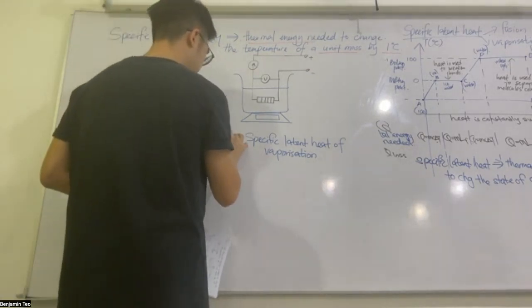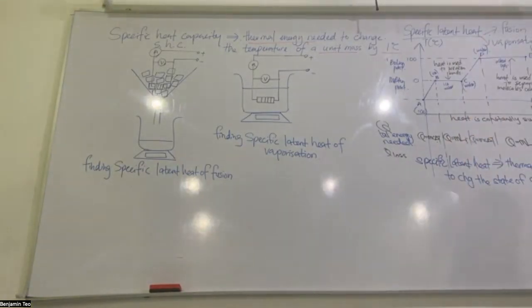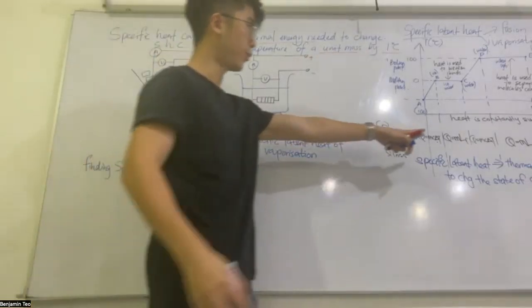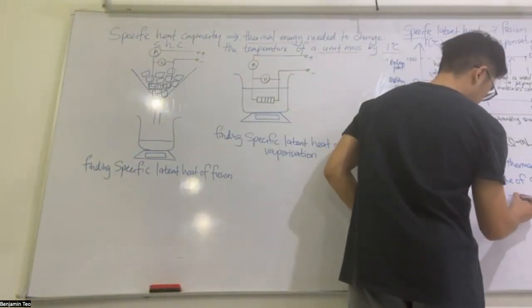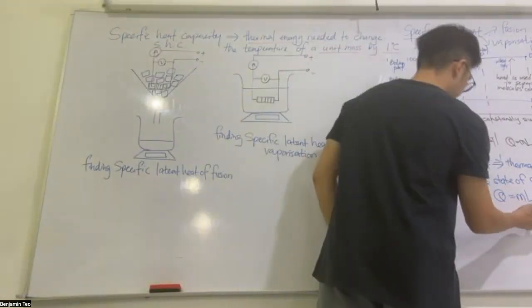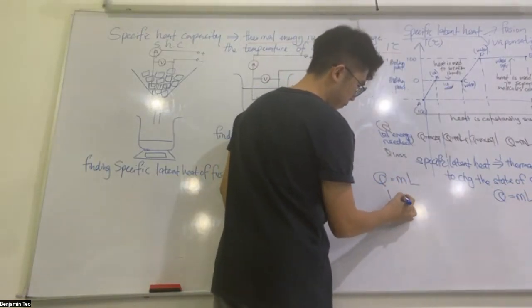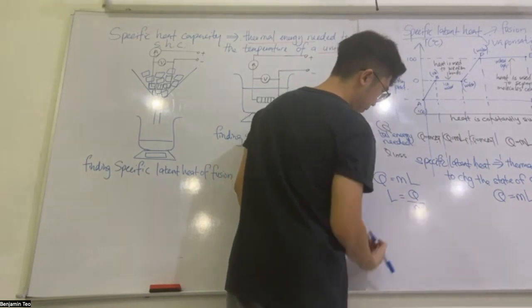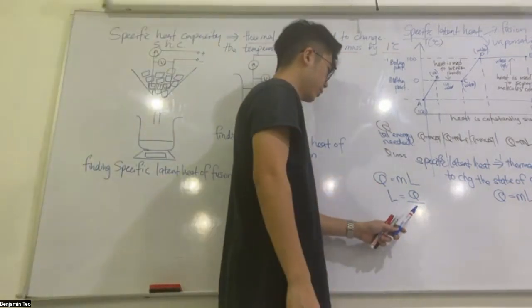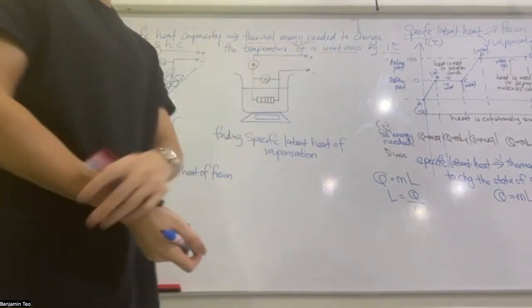Okay, so finishing up this one. Now, here are the two experiments you use to find specific latent heat. From your formula, Q = mL. If I want to find the specific latent heat, the L, it is Q divided by m. I need to measure the energy you give in and the mass you have turned into gas or liquid.